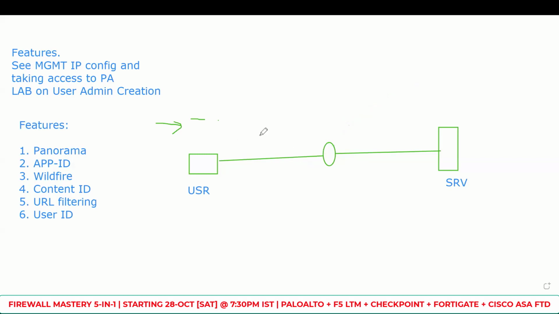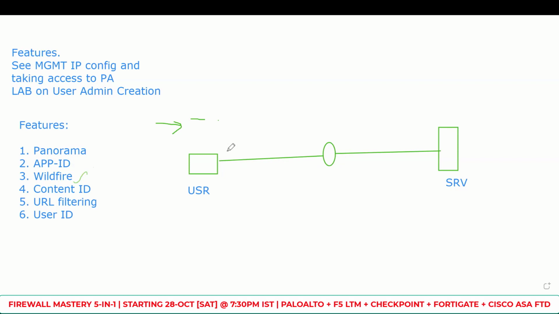In fact, you have that feature as well, where if you don't have a definite application defined, let's say it's a custom application that you have defined that is not yet available with Palo Alto, you could very well do port number tracking and allow the traffic based on the port number, right?